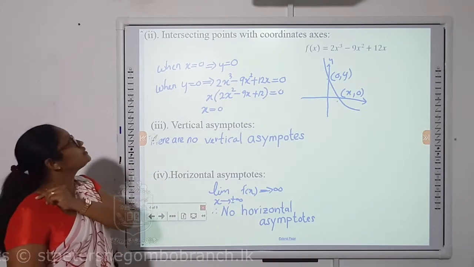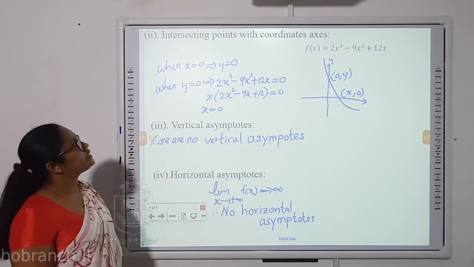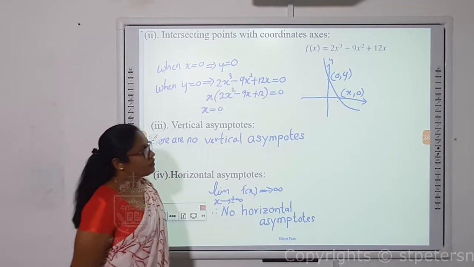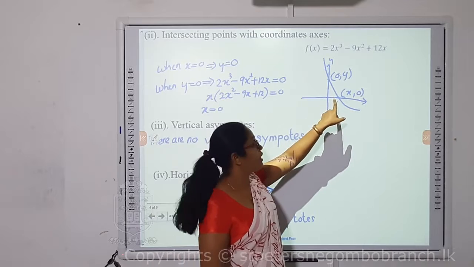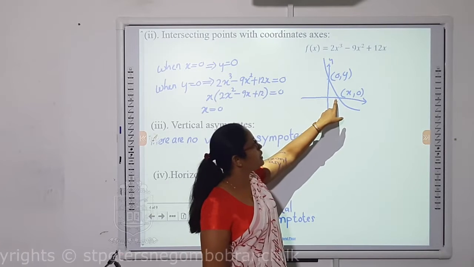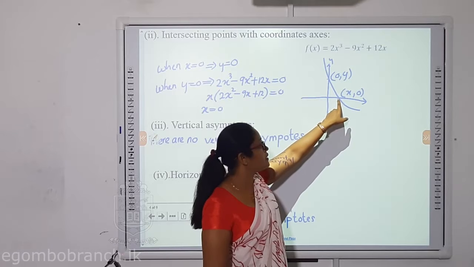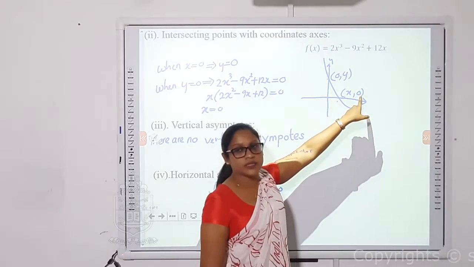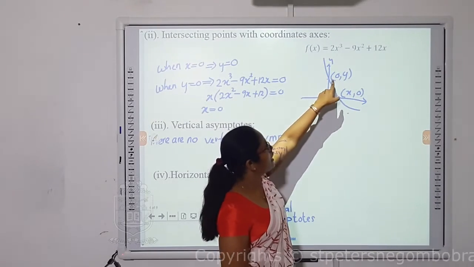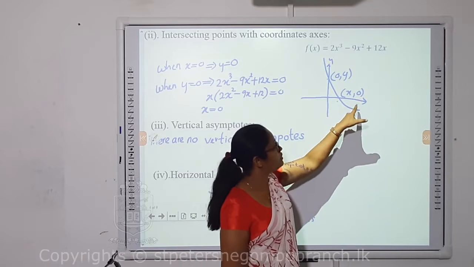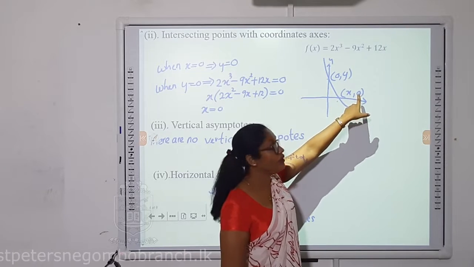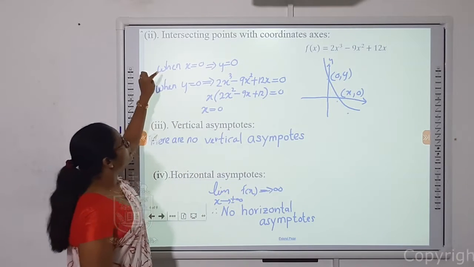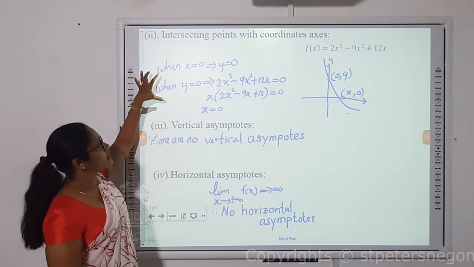Next, according to the steps, the second one I want to find is the intersecting points of coordinates, right? Just look at the little graph I have drawn. You can see the place where the graph cuts the x-axis and the y-axis. What is special at this point is that the y coordinate is 0, right? The other one is where the x coordinate is 0. To find this point, we should equate y to 0, and to find this point, we should equate x to 0, right? Okay, so that's what I have done in these steps.